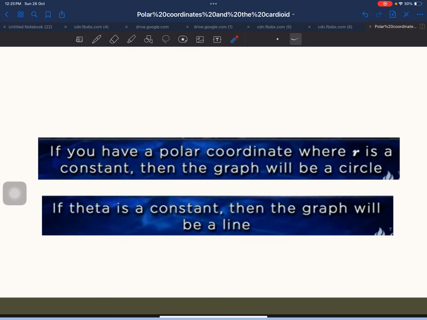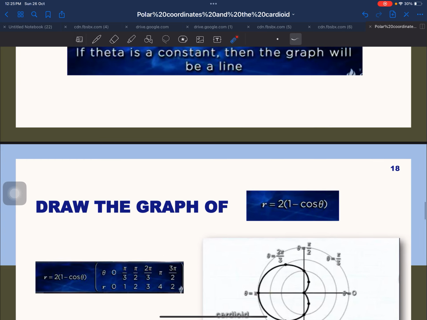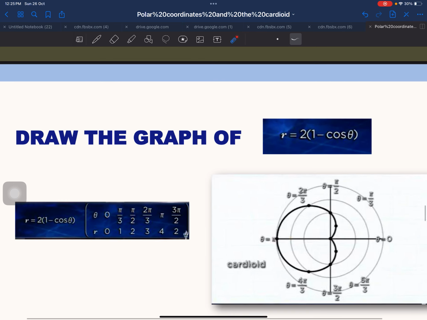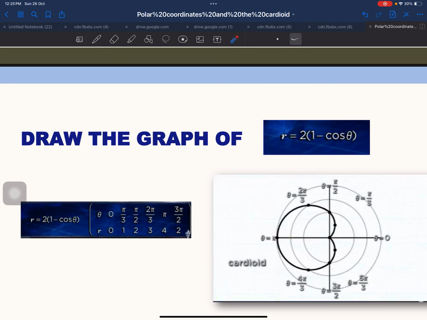Let's step it up a notch and graph a wonderful curve, one that will remind you of Valentine's Day. The function is r equals 2 times the quantity 1 minus cosine theta. Ask yourself, how in the world could I graph that? Of course, you could go to your calculator, go to polar mode, and graph it. But suppose you had to do it by hand or manually. How will you do it?